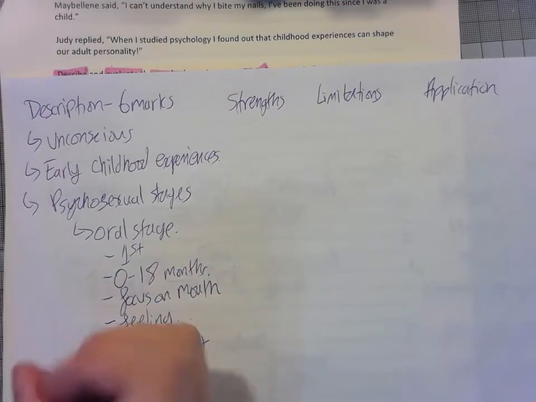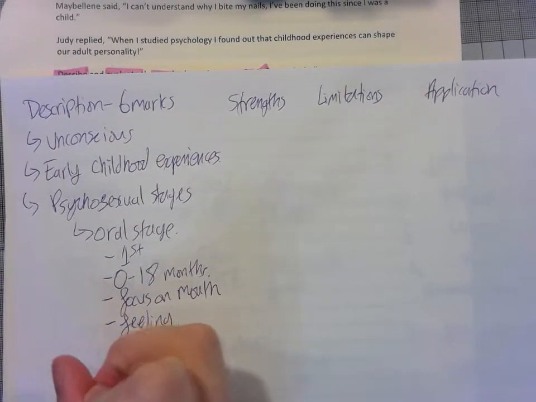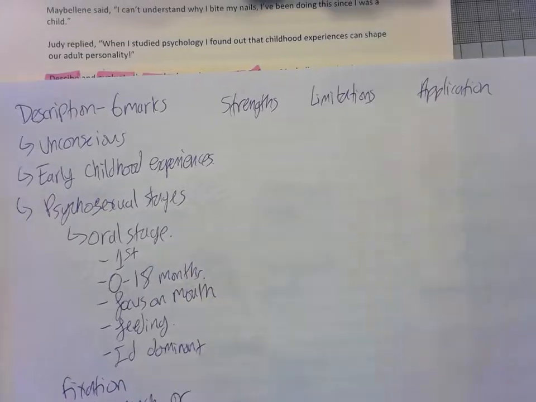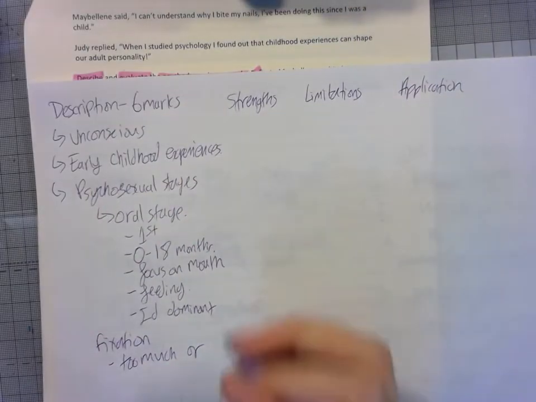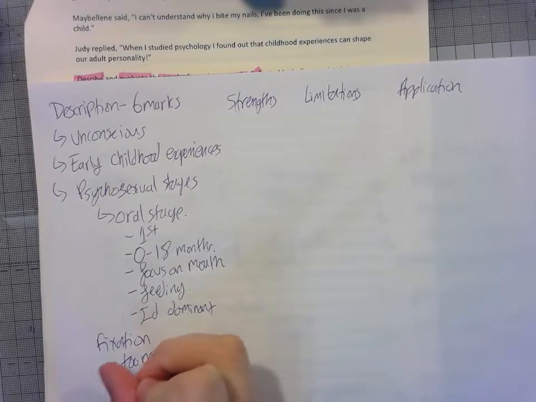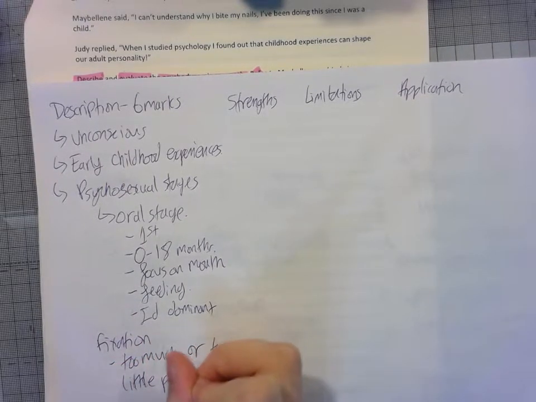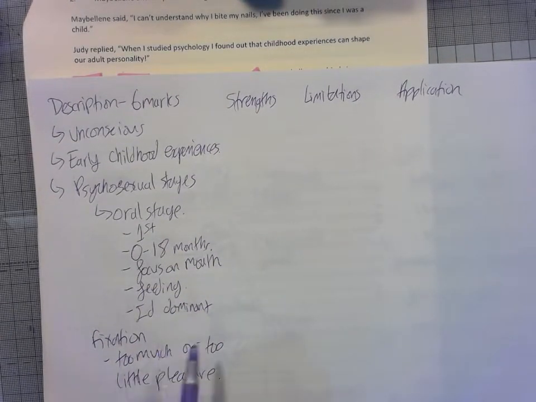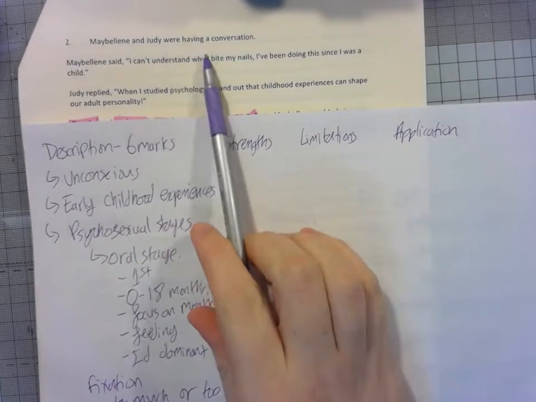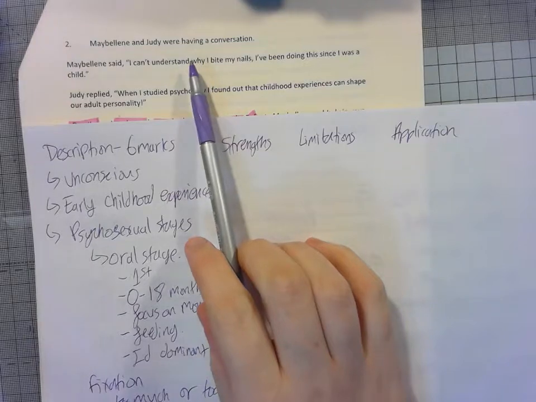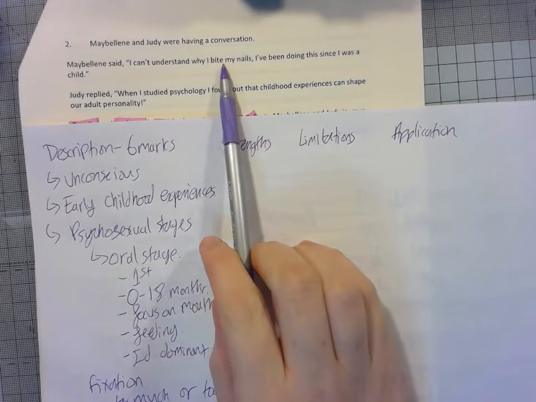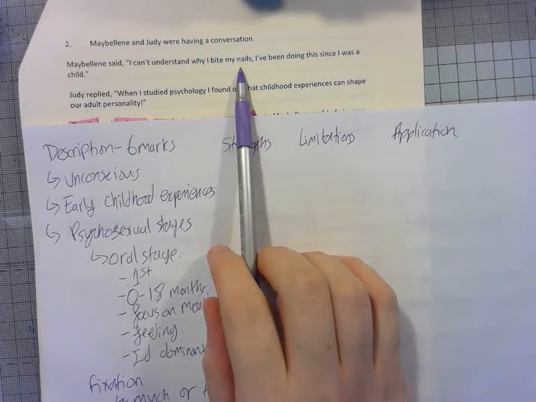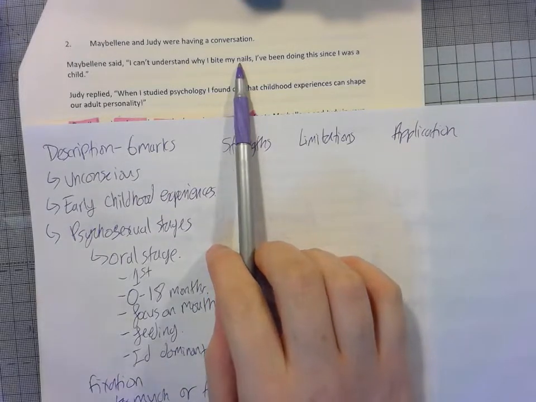So fixation is when you get too much, or, zoom out, too little pleasure. In this case, from the mouth, in the oral stage. So that's what I would say. Maybelline became fixated in this stage because she got too much or too little pleasure from the mouth, and this manifests itself as its behaviour later on as an adult.